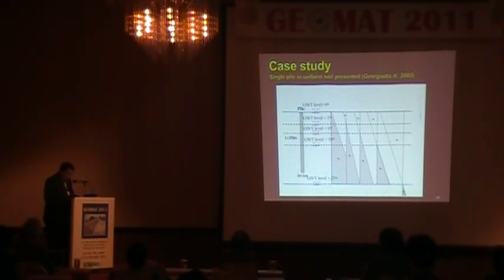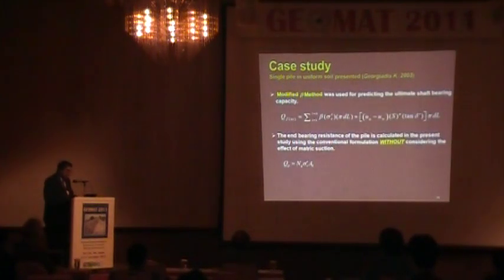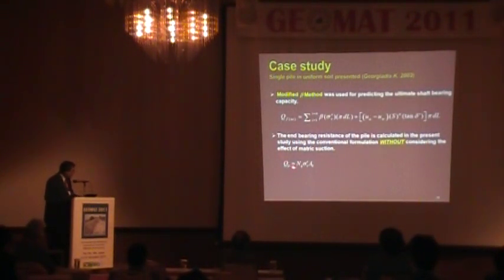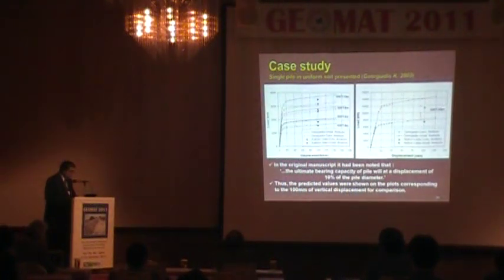We try to use similar conditions, and then we use the beta method that we have developed. But in this particular case, because we have not yet developed the end bearing resistance, we only determine the shaft resistance, and we are providing the comparisons.